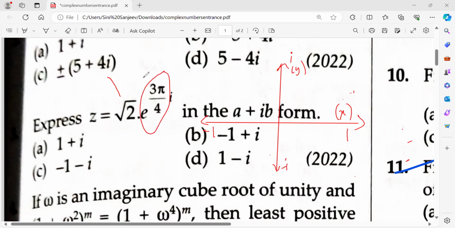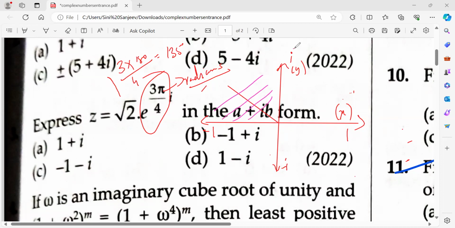What is my 3 pi by 4 value in degrees? This is in radians. Anything which is in pi is in radians. So how to convert this into degrees? 3 into 180 by 4, that is 135 degrees, correct? 135 degrees is coming in which quadrant? In the second quadrant. It's an obtuse angle, right? So it is coming in the second quadrant.